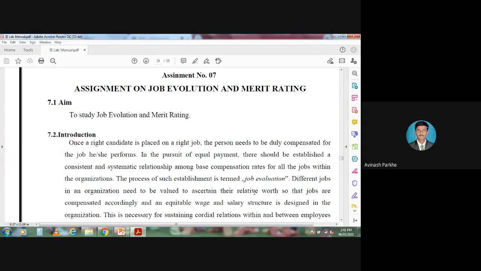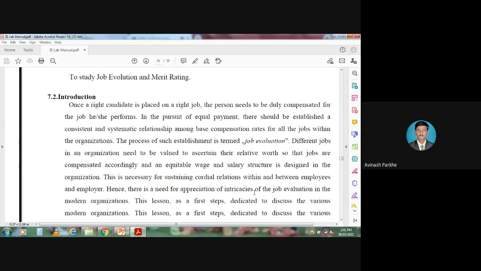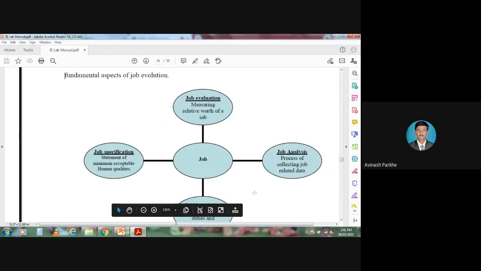Whatever we discussed in chapter number 6, the same things are given in assignment number 7: what is meant by job evaluation, what is meant by merit rating, which methods are used for job evaluation, what its objectives are, and which methods are used for merit rating. The job evaluation procedure we discussed is also represented in this chapter, so I will not explain that again.